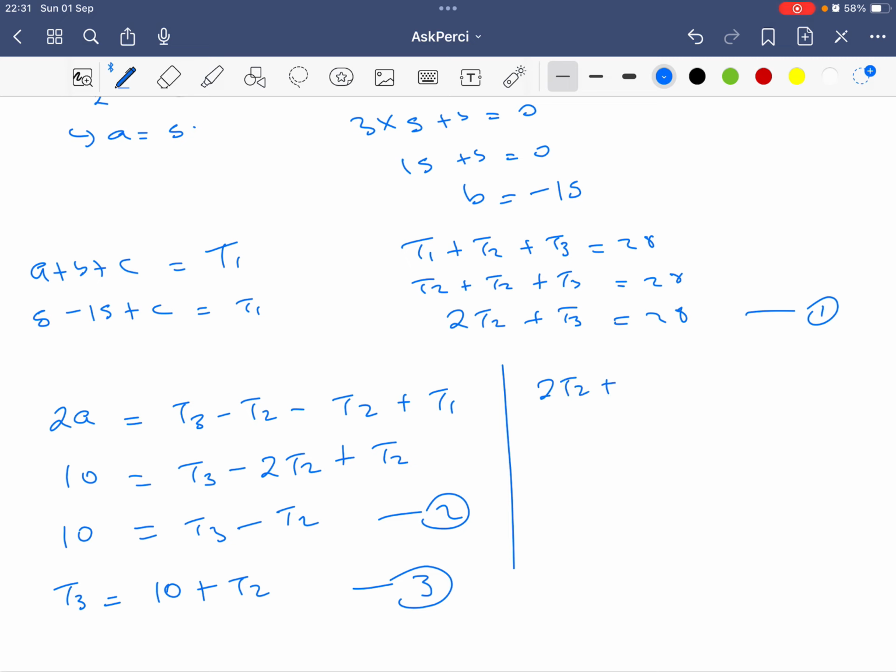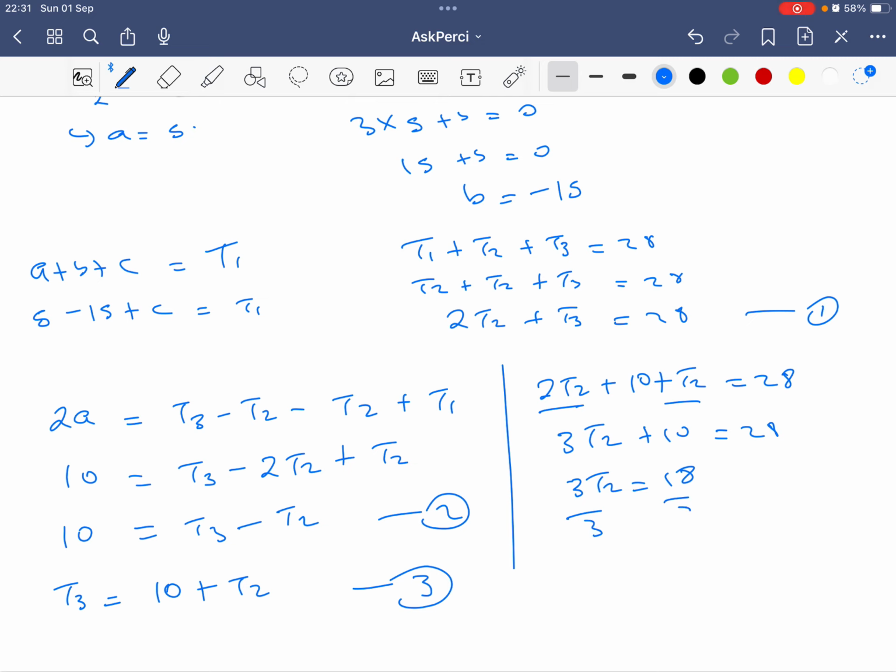Where there's t3, we put 10 plus t2. Great, now we can solve for t2. So t2 plus t2, 2t2 plus t2 is equal to 3t2 plus 10 is equal to 28. 28 minus 10, that is 18, so 3t2 is equal to 18.